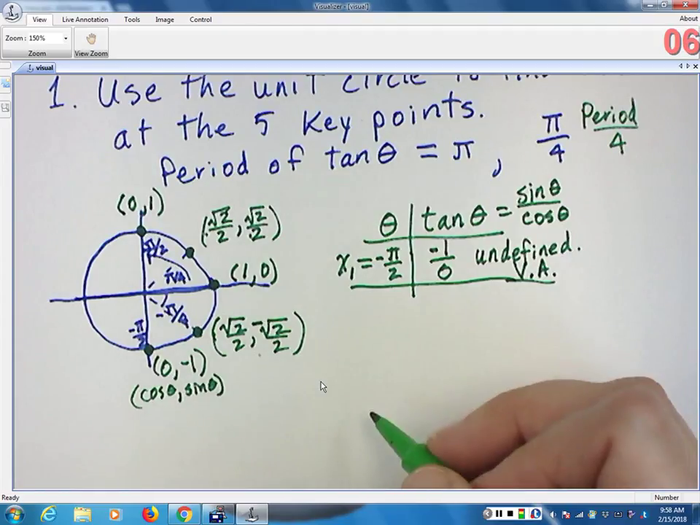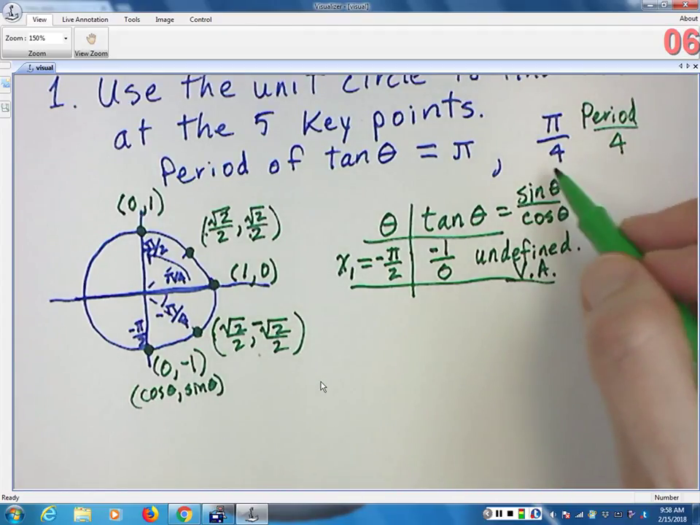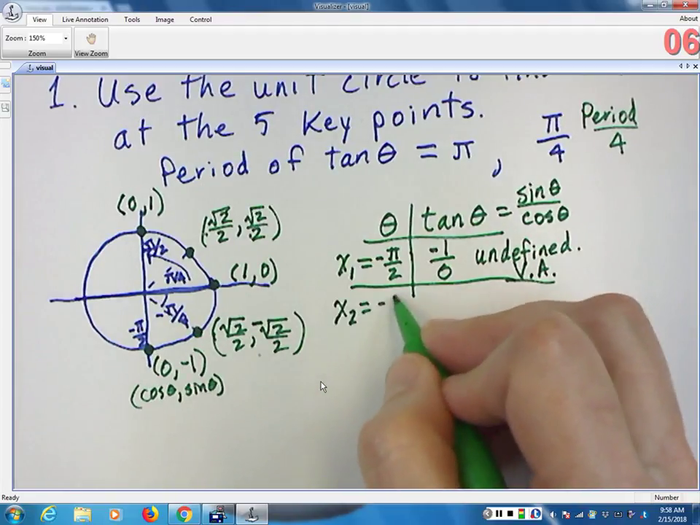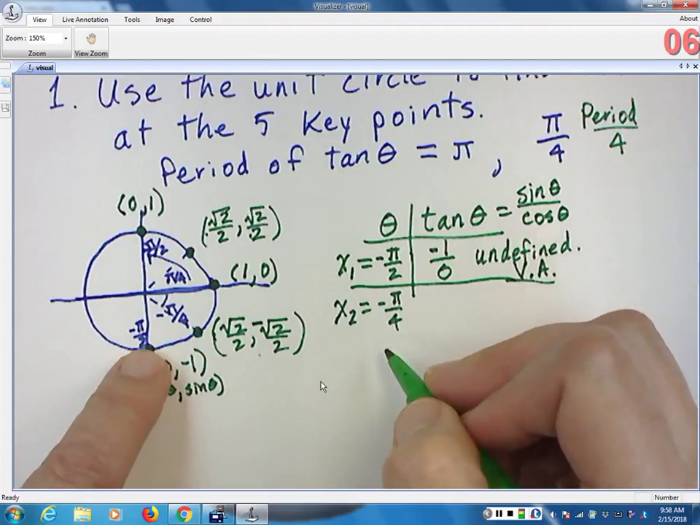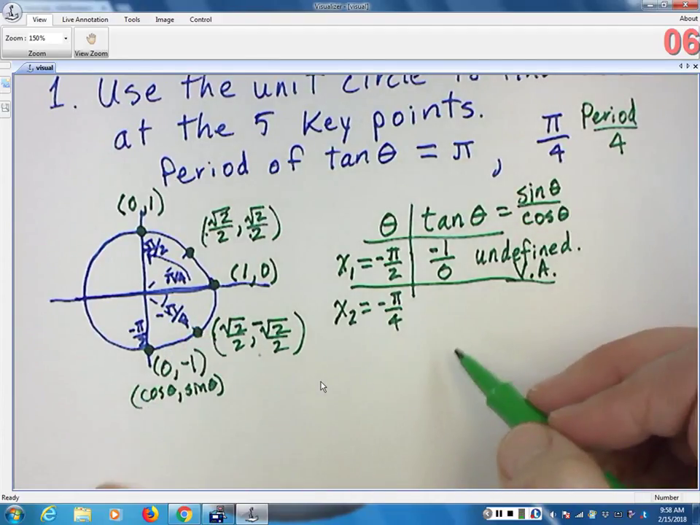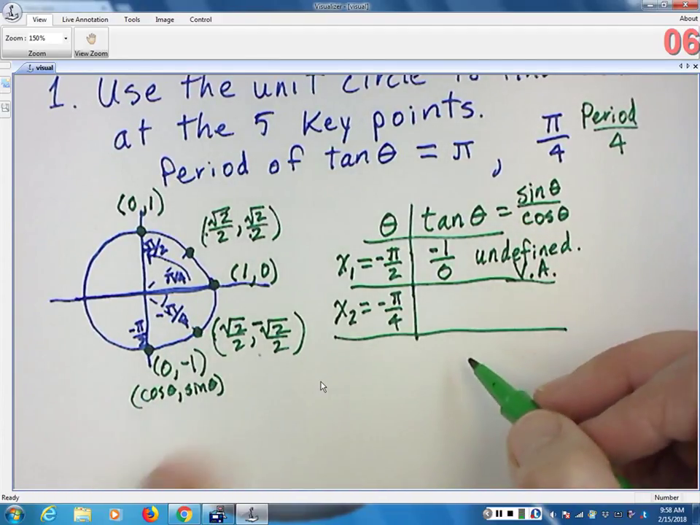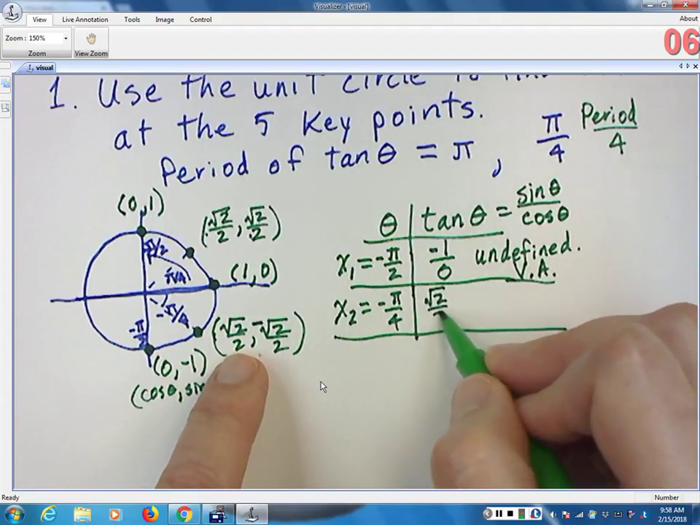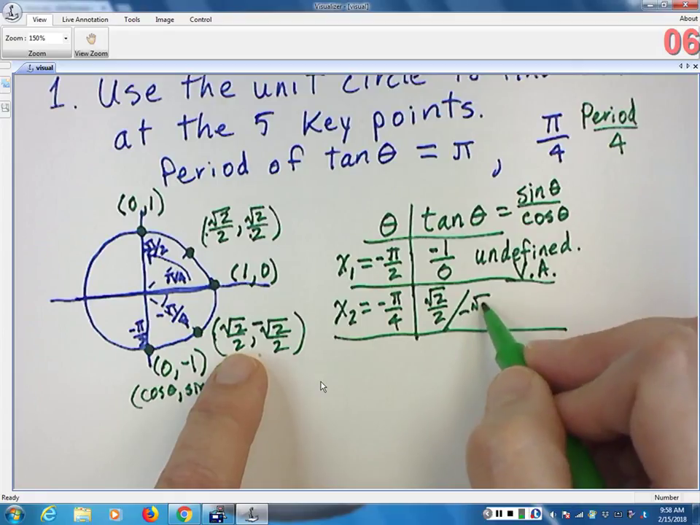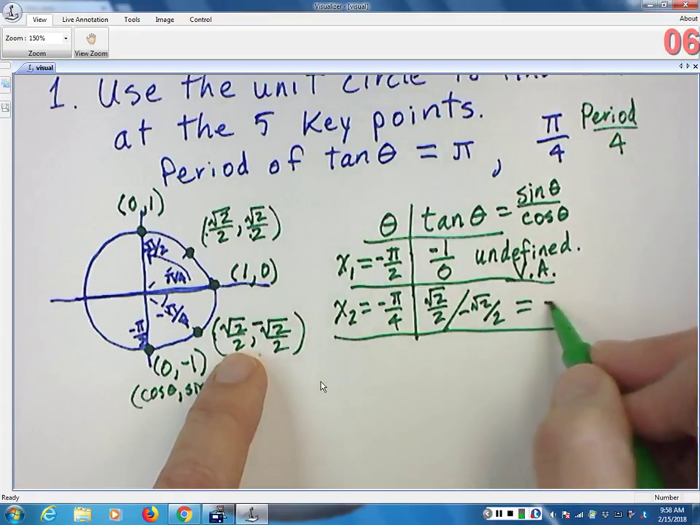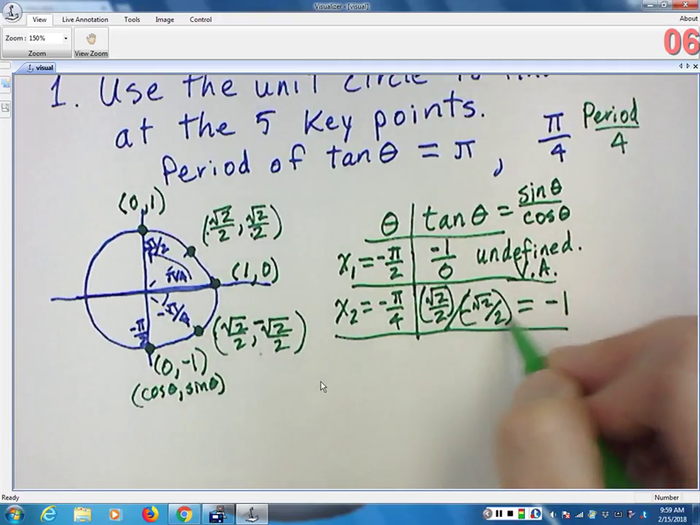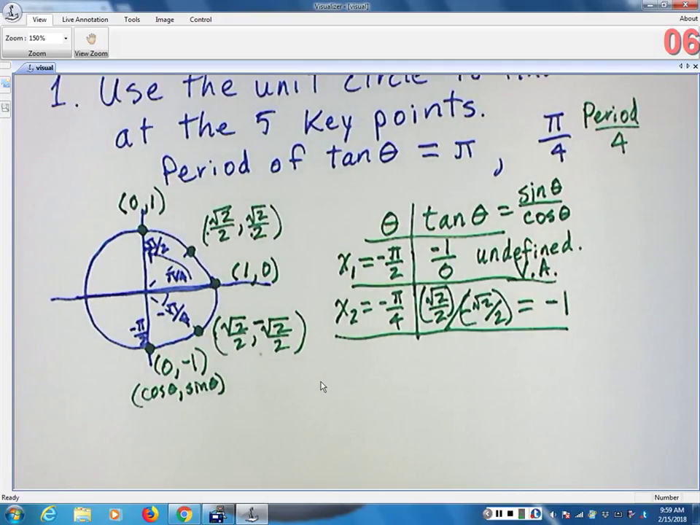Okay? And then we're going to add pi over 4. So our next x2 for tangent is going to be negative pi over 4. We're going from this and adding pi over 4. This is the square root of 2 over 2 divided by negative square root of 2 over 2. That's negative 1. You're dividing something by itself, but you have a negative sign, so you get negative 1.